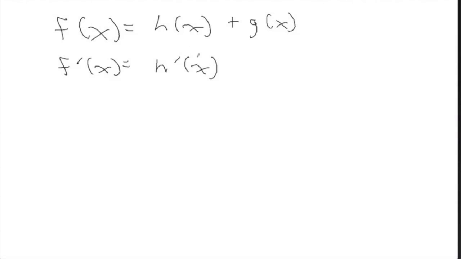Right. Since the function is the sum of h and g, it seems natural that the derivative should be the sum of h prime and g prime. Now, things that seem natural don't always work in mathematics, but this does. The derivative of a sum is the sum of the derivatives. When you're taking these derivatives, you just take the derivatives separately and add them up. This is the sum rule. Okay.